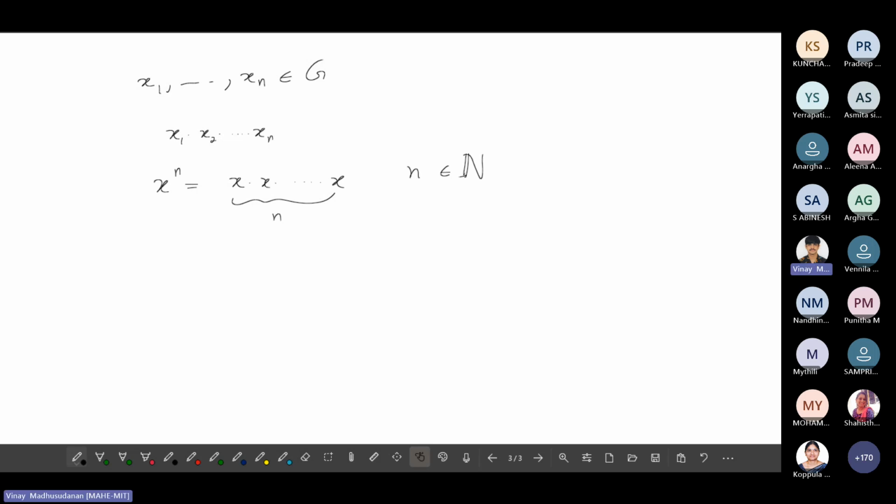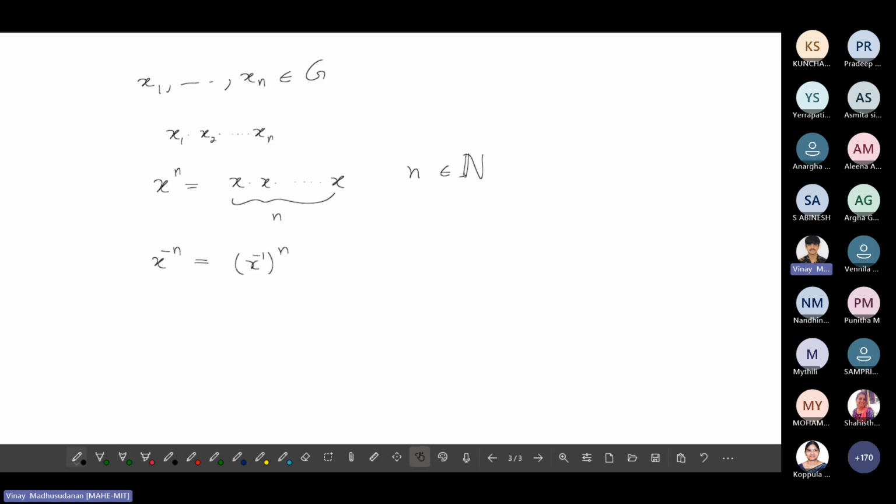So I will use Blackboard Bold N for the set of natural numbers 1, 2, 3, 4, etc., not including 0. For any n in N, this is defined. Then how can you define x power minus n? That can also be defined in a group, not in a monoid, in a group.